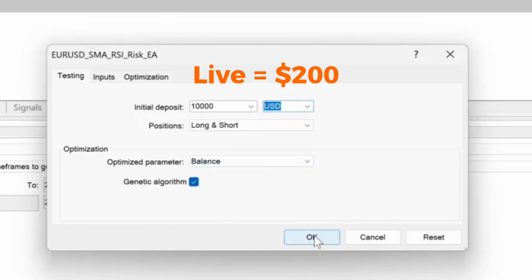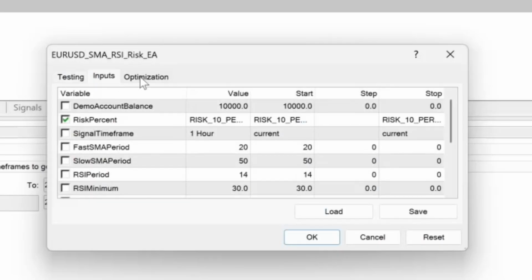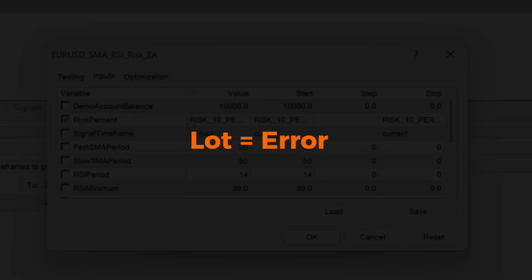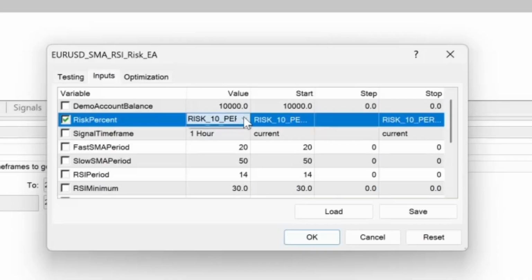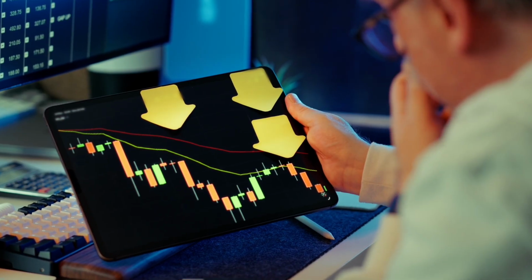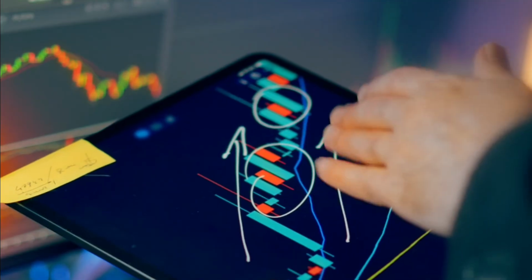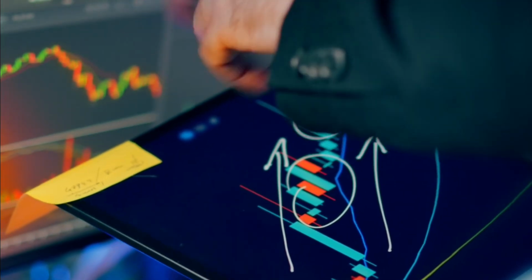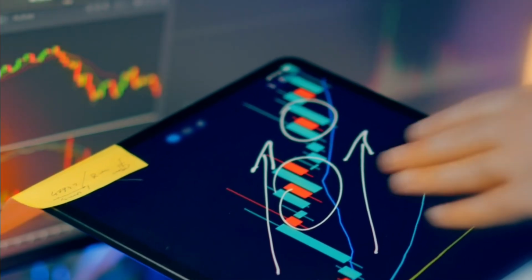The EA calculates position size based on account balance. Now the lot size becomes invalid, or risk settings prevent new trades from opening. The EA isn't broken, the account conditions changed. This is exactly why proper position sizing is so important.